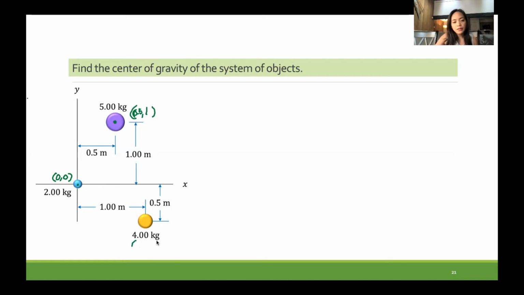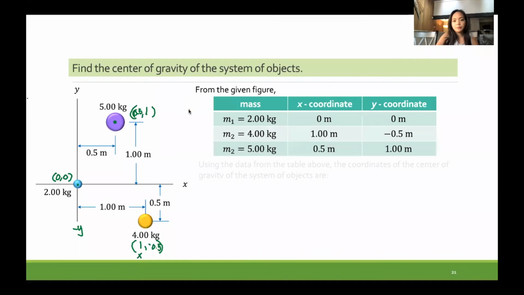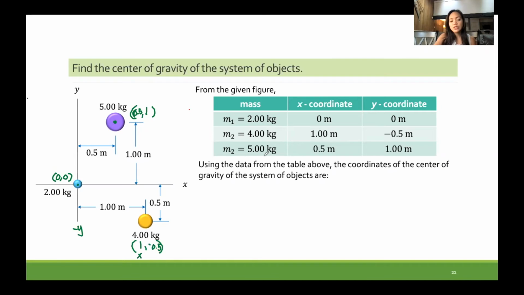For the yellow one, the position is a positive 1, a positive x. But please remember, this is a negative y. Below is negative y, so we have a negative 0.5. And we can tabulate that. It will look like this. For the yellow one, 4. For the blue one, 2. And for the heavier one, which is 5 kilograms, we have the following position.